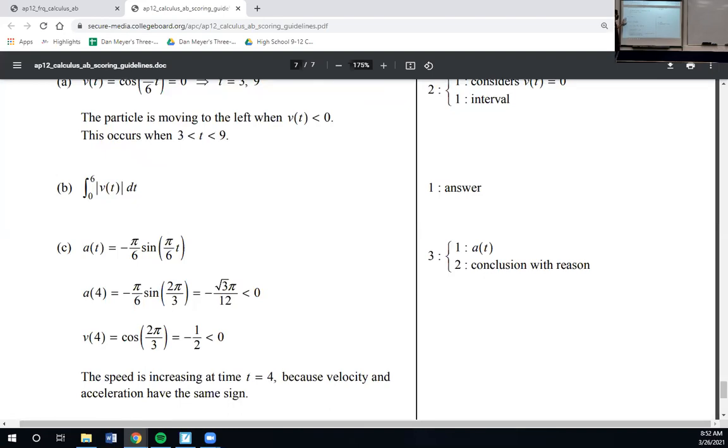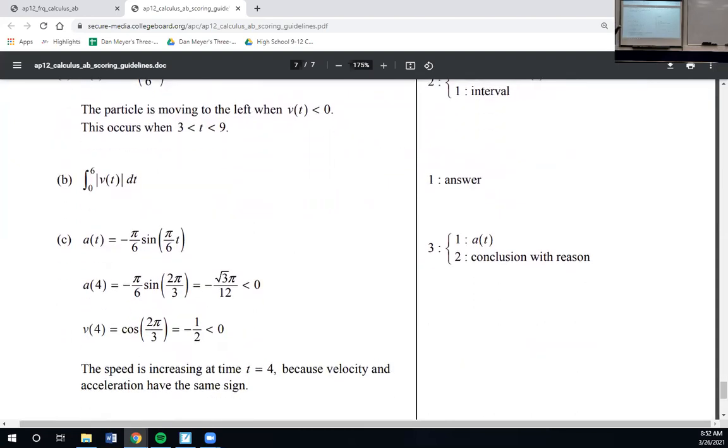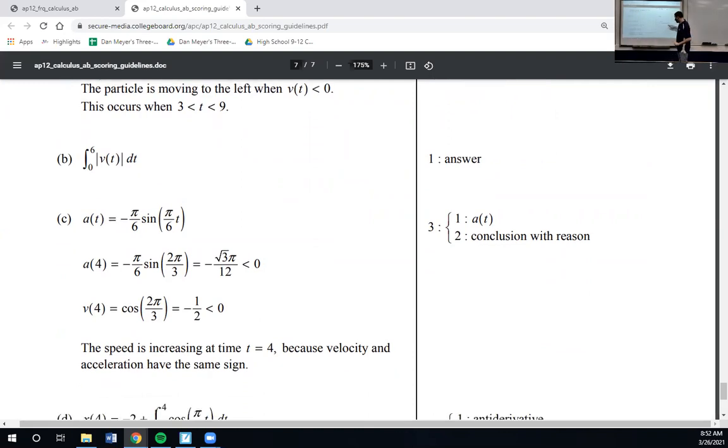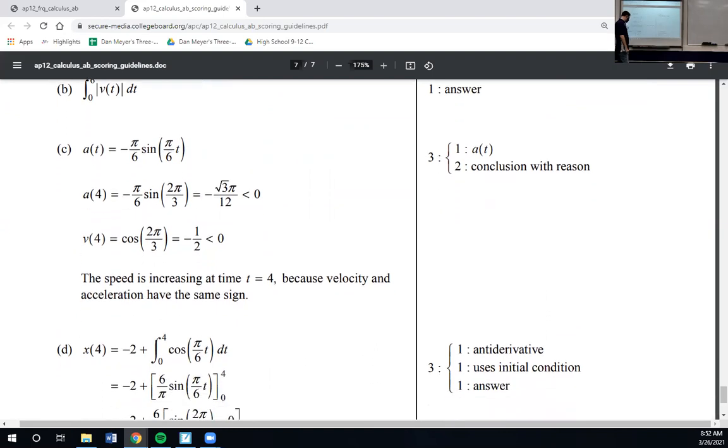And then for part D, find the position at 4. The position at 4, if we have velocity, that means we're doing an integral. We are starting at 2, and then this will give me how far away from that 2 I moved in the time from 0 to 4. Point for the antiderivative, point for having the 2 as my starting point, and then a point for the answer.